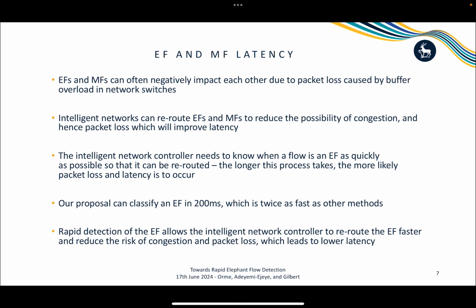Our method is twice as fast as other methods and can signal to the network controller within 200 milliseconds that an elephant flow has been detected. And the rapid detection of the elephant flow allows the network controller to reduce the risk of packet loss, which reduces the congestion and therefore reduces latency.